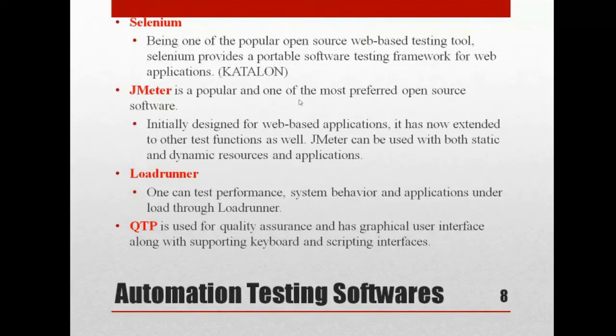JMeter was initially designed for web-based applications, and it extended to the next level, like dynamic resource applications, and load testing. All these things you can use JMeter for. Another famous one is Load Runner. It is for performance testing, system behavior and application testing, and load testing. All this is done by the Load Runner application. QTP is also a famous one. It is used for quality assurance and graphical user interface testing.